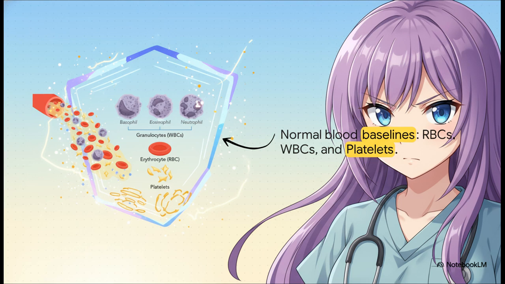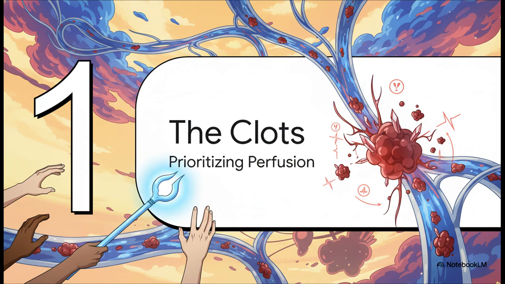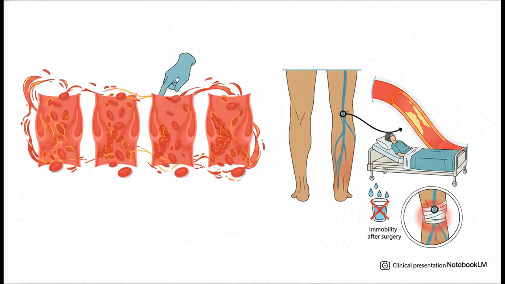Whenever a hematologic disorder pops up, always ask yourself, which of these three components is acting up, missing, or multiplying out of control? Section 1. The clots. Prioritizing perfusion. So what happens when platelets and clotting factors actually do their job a little too well, or they do it in the wrong place? We get an interruption in blood flow, which means a severe lack of perfusion.